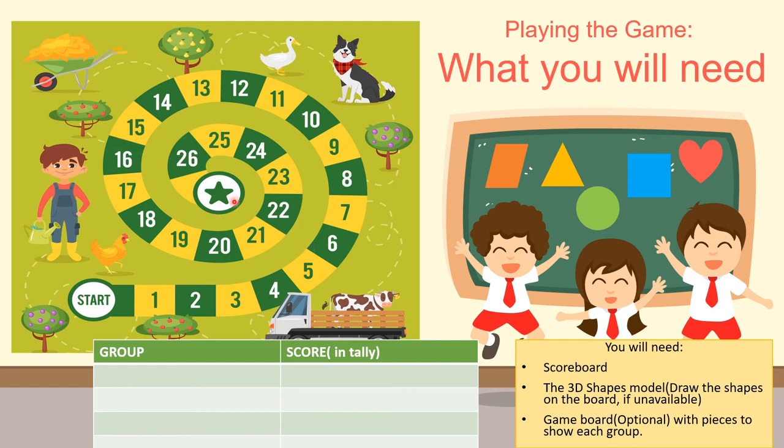So, playing the game, what would you need? You would need a scoreboard, which is what I just wrote out here: the names of the groups and the score in tally. This is the easiest way you can do it. You will need the 3D shape models. Draw the shapes on the board if unavailable, or just have both. It's still a good option. As I mentioned, the game board is optional, with pieces to show each group.